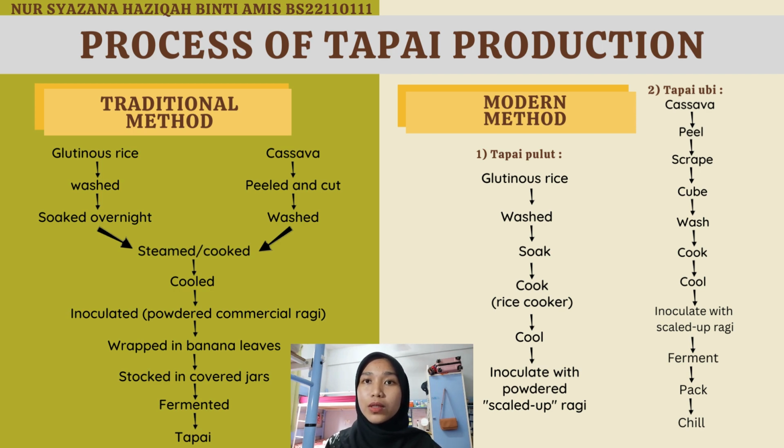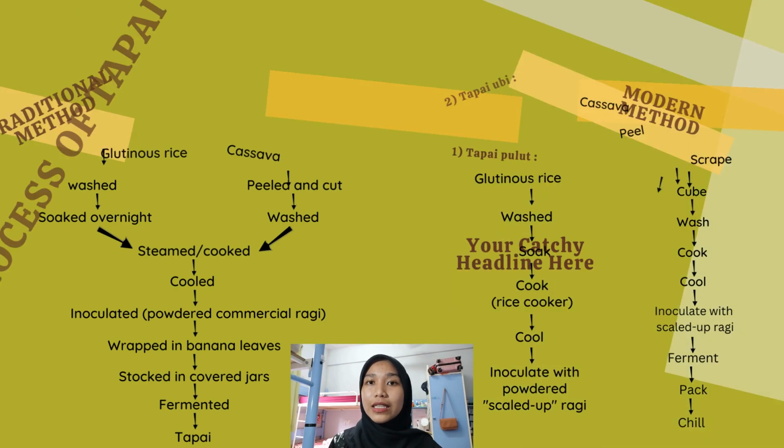This slide shows the process of tapai pulut and tapai ubi production. For tapai pulut, firstly we need to wash glutinous rice, then soak overnight and cook. When it cools, it is inoculated with powdered commercial ragi, then wrapped in banana leaves or jars and fermented at room temperature. For tapai ubi, the same process is used, but the ingredient is cassava.